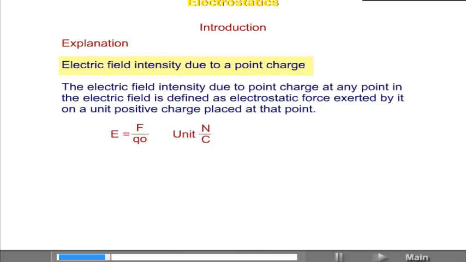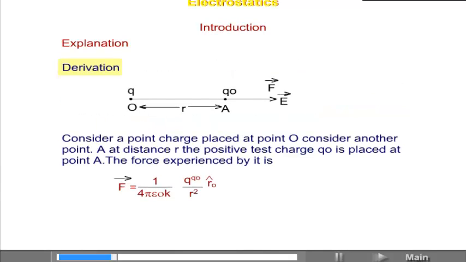Electric field intensity due to a point charge. The electric field intensity due to a point charge at any point in the electric field is defined as the electrostatic force exerted by it on a unit positive charge placed at that point. E is equal to F upon Q0, unit N upon C.